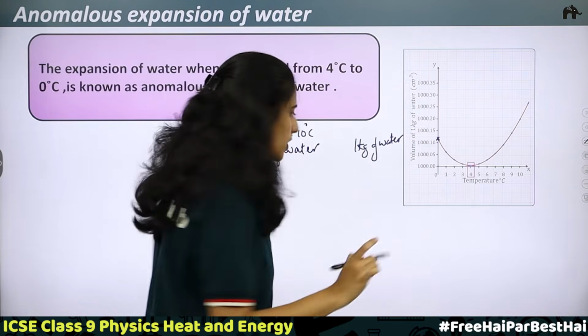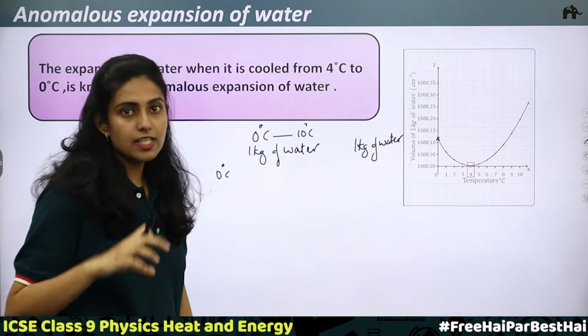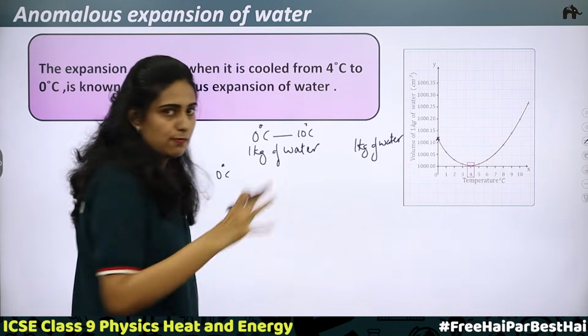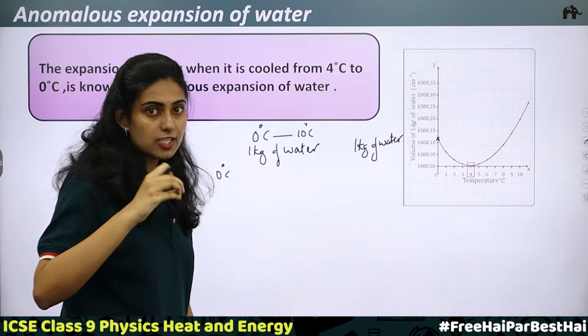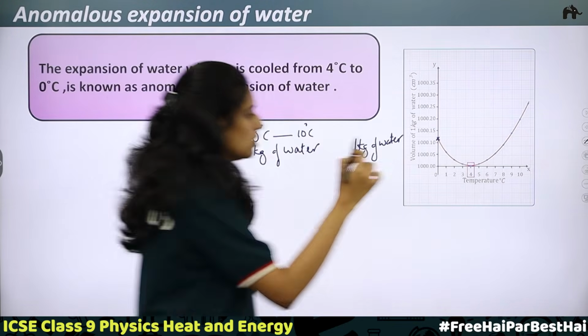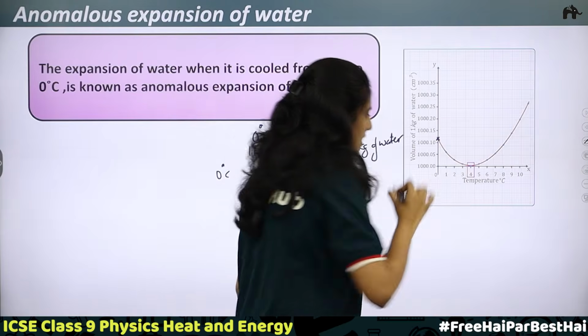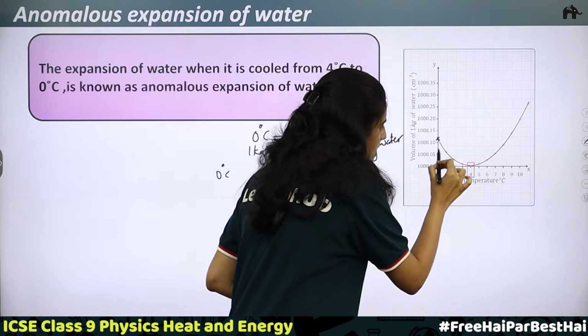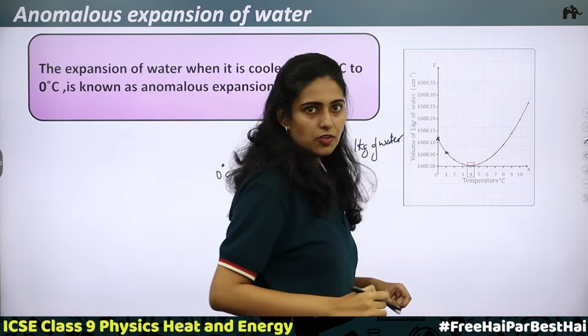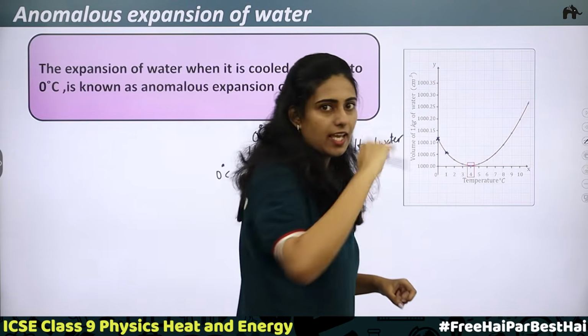Now, what should happen on heating? Normally on heating, there should be expansion. But here what happens? Due to the anomalous behavior, there will be contraction. That is, the volume should decrease. Okay, so you can see at 1 degree Celsius, what is the volume? The volume has changed to 1000.06.